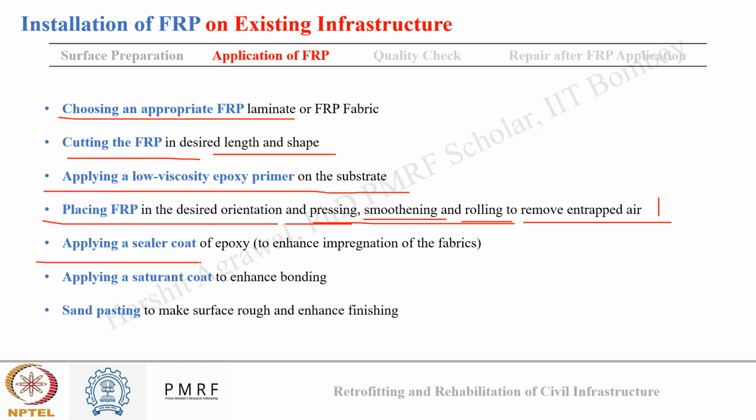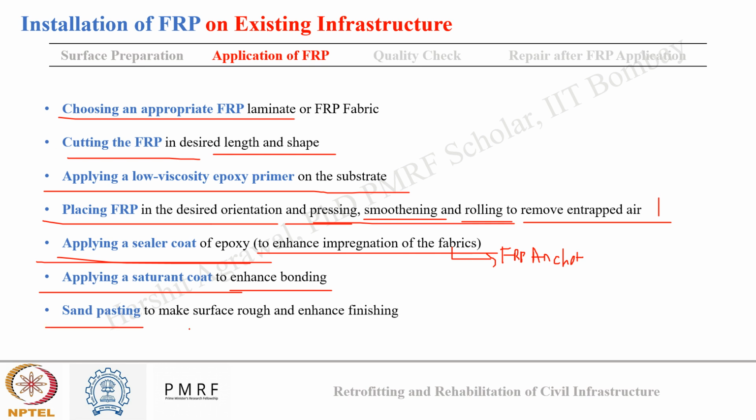Then we can apply a sealer coat of epoxy on top of the FRP also to enhance the impregnation of fabrics if we are using FRP anchors. To improve the anchorage of the FRP anchor with the existing FRP strip, we can use our sealer coat of epoxy also. We can apply a saturant coat also to enhance the bonding. And finally, sand pasting is done to make the surface rough and enhance the finishing.